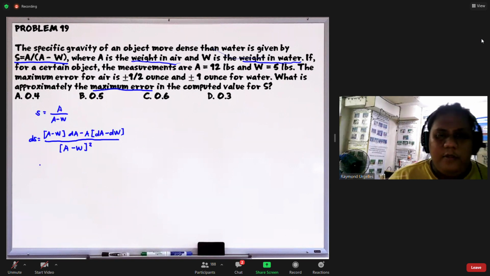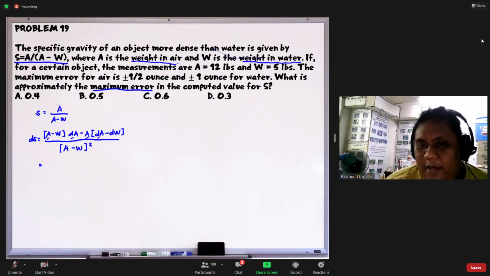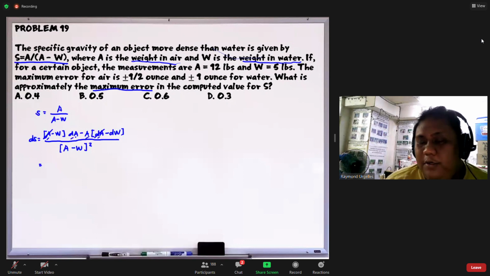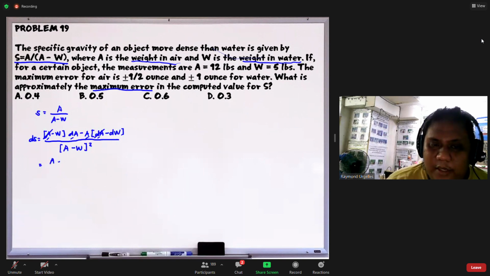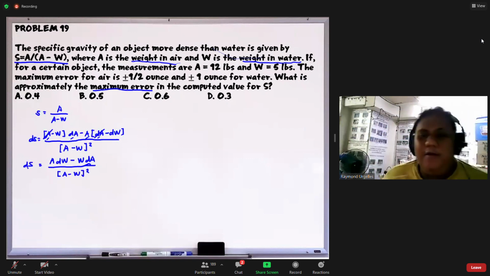So, let's check kung meron magka-cancel dun sa equation. So, we have A dA, tapos meron ka negative A dA dito. So, then that will cancel. Diba? So, the negative W dA, so then dito naman is positive A dW. Diba? So, therefore, yung nasa numerator natin will be A dW minus W dA. Diba? So, this is divided by, okay, so we have A minus W, this quantity squared. So, okay, ito yung formula natin for dS.